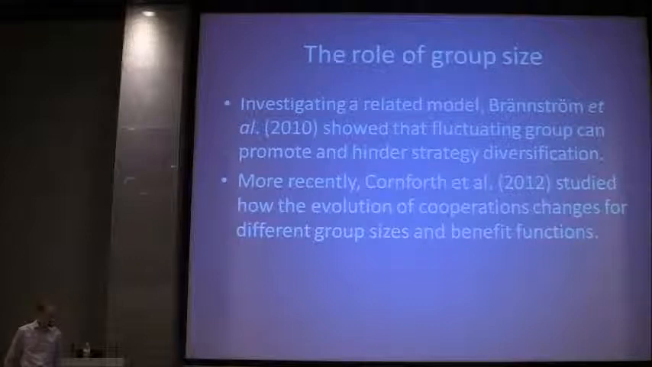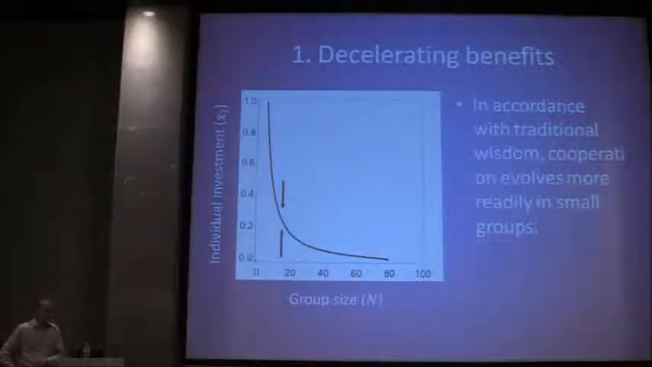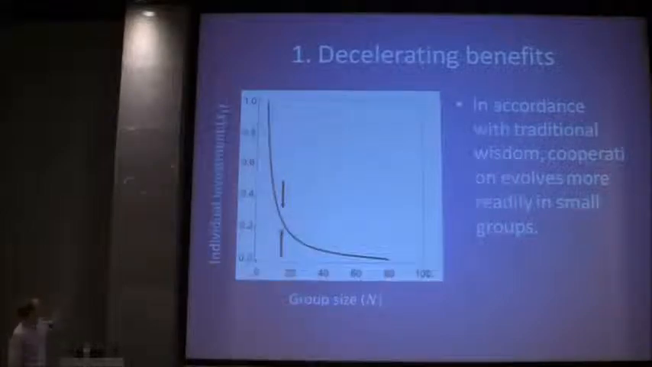So this clearly shows that group size is important, and one can wonder what the effect is. In 2012, I worked with Daniel Cornforth, Sam Brown, and David Sumpter to look at this question. We studied how the evolution of cooperation changed for different group sizes and different benefit functions. On this figure, you have group size on the horizontal axis. On the vertical axis, you have the average investment of individuals.